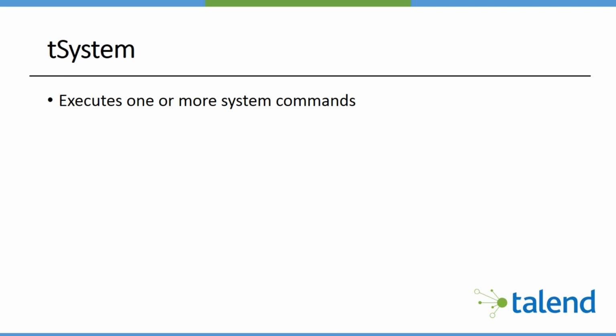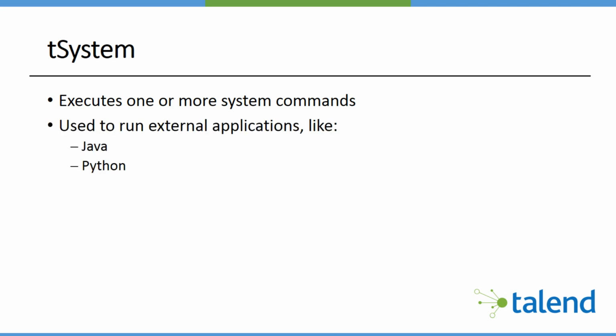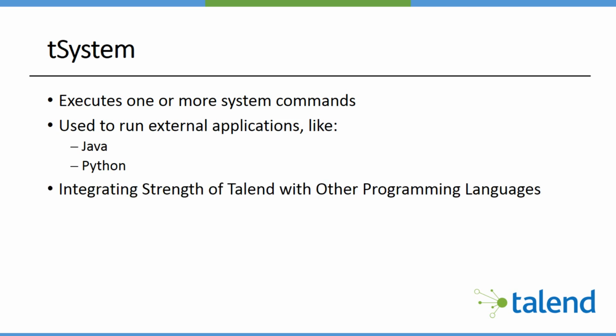We can either run external applications or operating system commands, and then we can redirect the output to Talend console or maybe to Talend global variables, and then we can use this data or information and we can parse it and we can integrate it into our workflow. So this is used mostly to run external applications like Java or Python, integrating the strength of Talend with other programming languages.